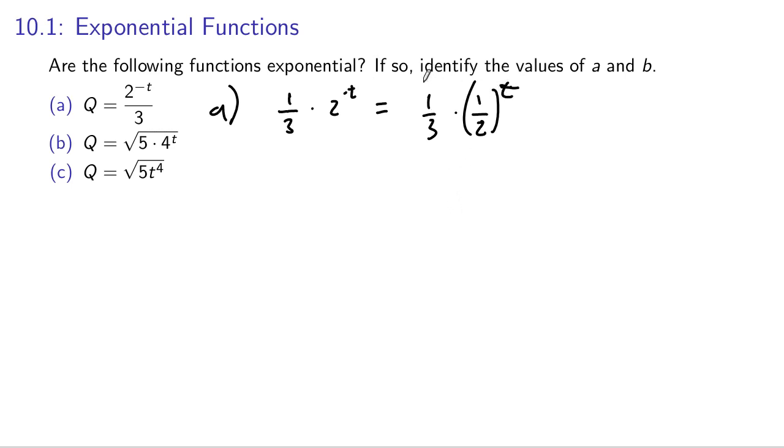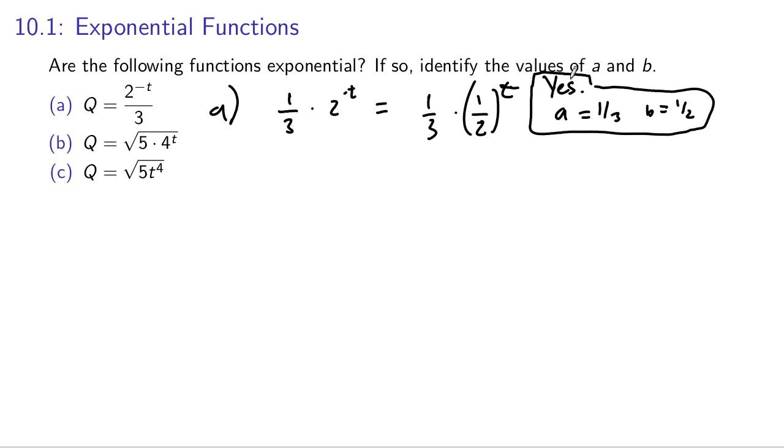So here we have something that looks like an a and b to the t. So for a, the answer is yes, it's exponential. A is 1/3, b is 1/2. And that's the answer to a. B, we have the square root of 5 times 4 to the t. Using our rules of exponents, we can break this.